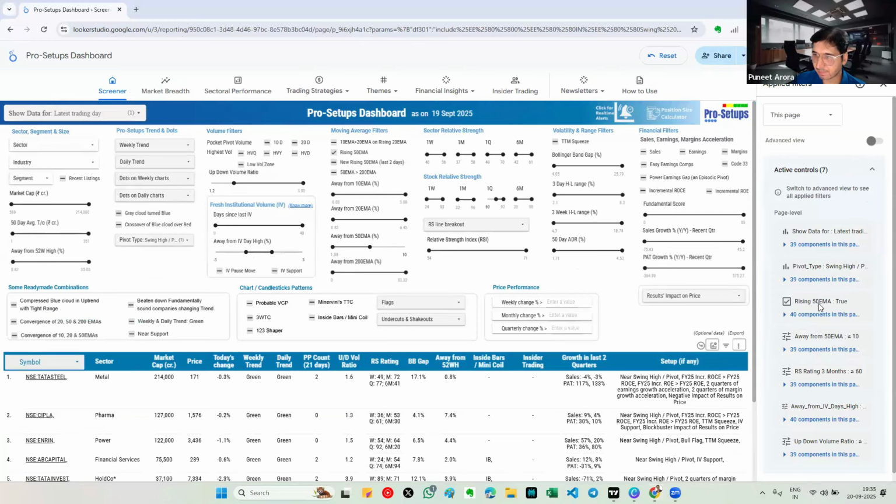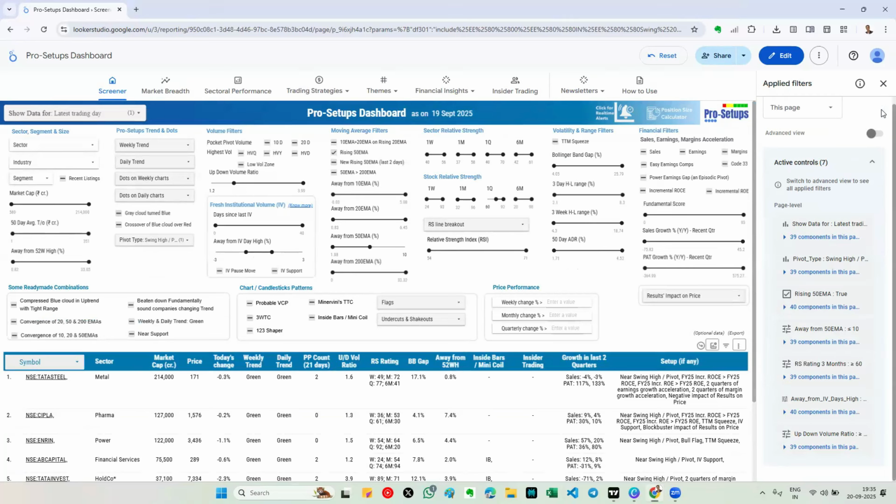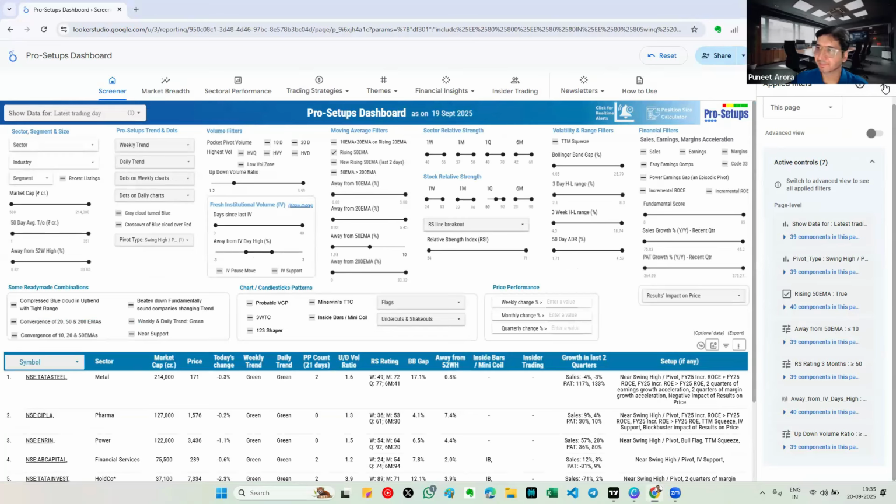Okay. So yeah, this is one way which you can see all the filters that you have chosen. Yeah, this helps. Thanks for pointing us towards this. Yes. Thank you. Okay.